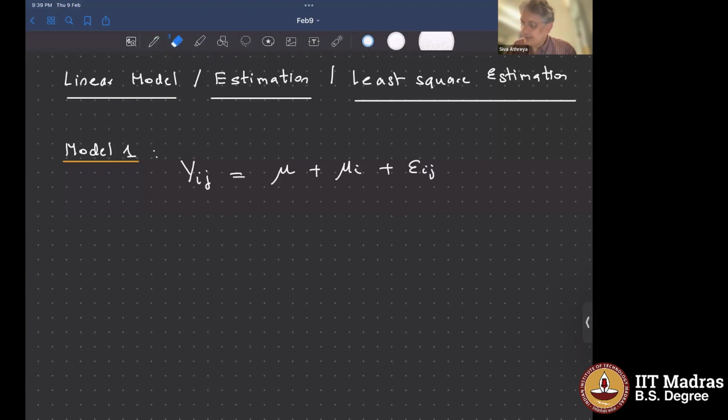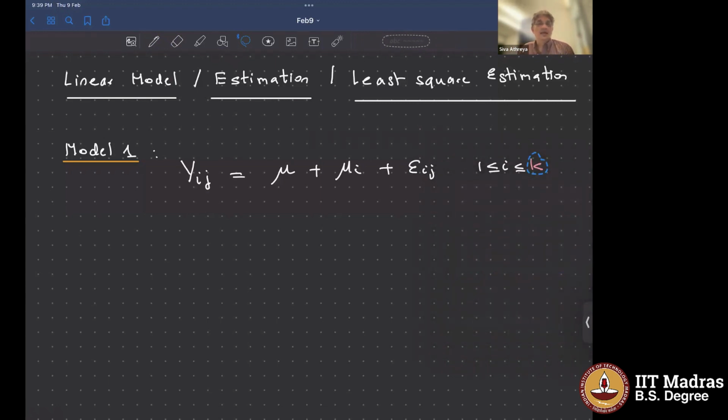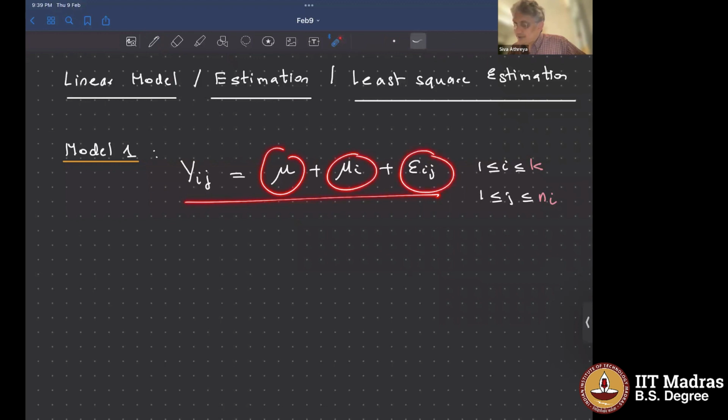So let's say i runs from 1 less than or equal to i less than or equal to k. Keep this k in mind. I'll mark it in pink so that k is fixed. And I let j run from 1 to n_i, so j runs from 1 up to some n_i. This is a very general model. I've explained to you what these parameters are: what mu is, what mu_i is, and what epsilon_ij is.